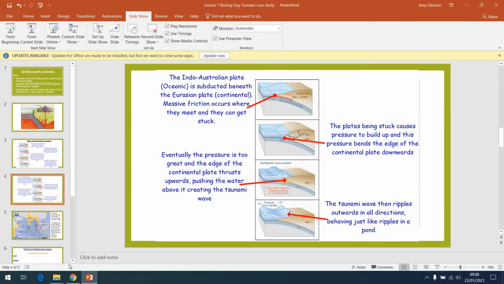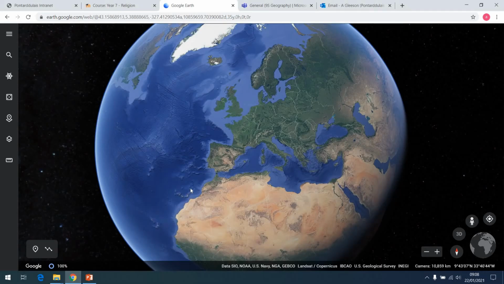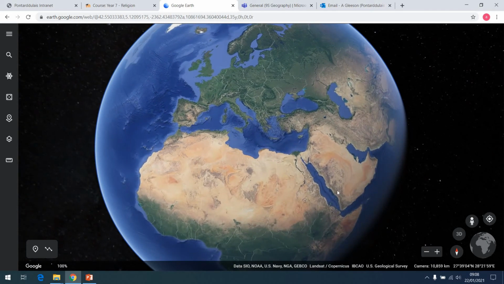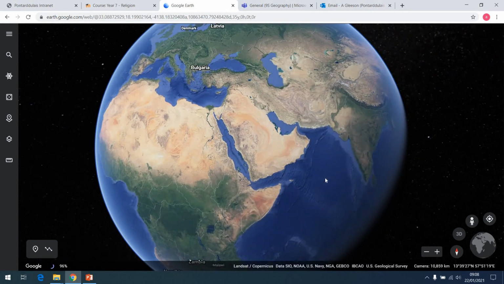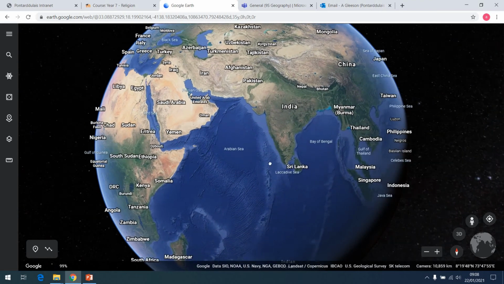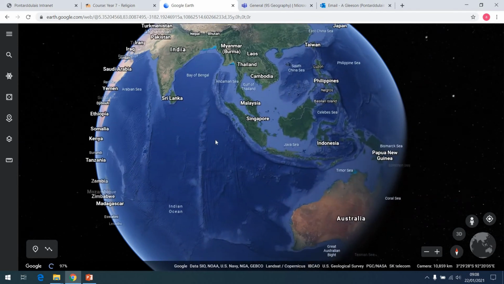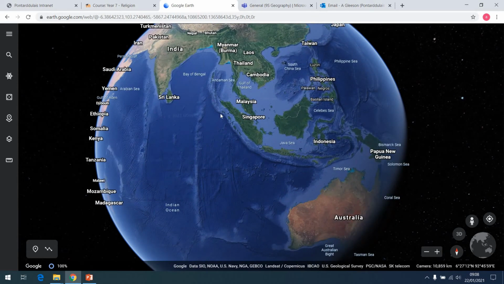So I'm going to give you a little bit more context about where it is we're actually talking about. If I end the show here a minute and come on to Google Earth. There's us. The part of the world that we're talking about for this case study is over here. This is the Indian Ocean. Now we can see, even on Google Earth, you can see a boundary running down here.